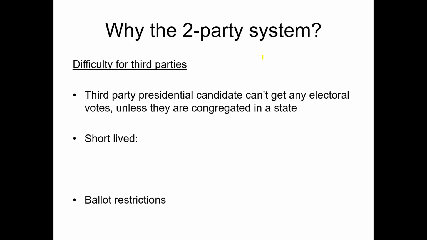It's also very difficult for third parties to gain traction. In many states, the third-party presidential candidate can't get many electoral votes because if a third-party candidate is kind of scattered around the country, he may get a few votes in each state, but he can never get enough in any one state to win that state's electoral votes. Unless, and this is where it's happened before, Strom Thurmond, back in the 30s and 40s, thereabouts, he had a very strong presence in a few southern states. So he would actually win the popular vote in a few southern states. Therefore, he could gather some electoral votes. However, not near enough electoral votes to win the election. So unless those electoral votes are congregated in a state, they are not going to get any electoral votes.